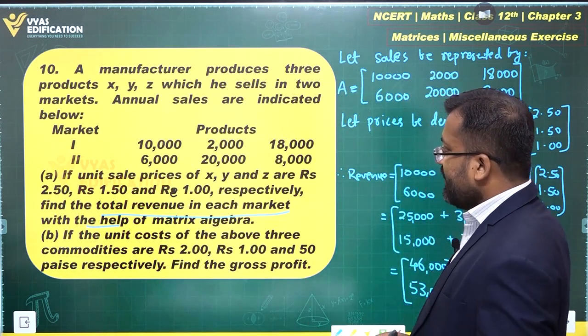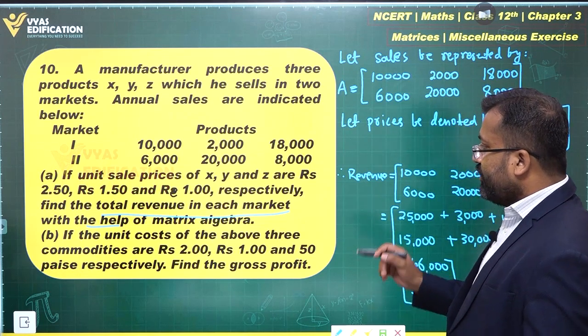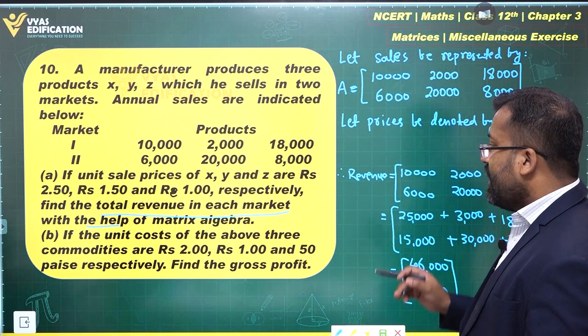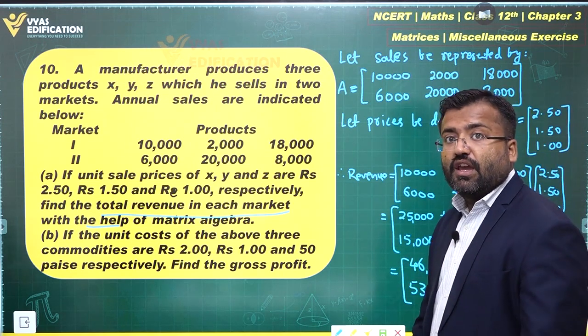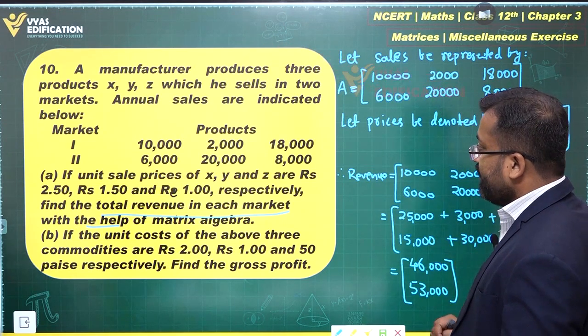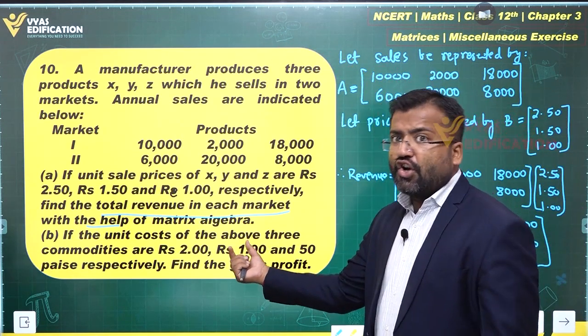What does the second part say? If the unit costs of the above three commodities are rupees 2, rupees 1 and 50 paisa respectively, find the gross profit. Okay. So one is the selling price. This is the final revenue that we get. And we also have something called cost.